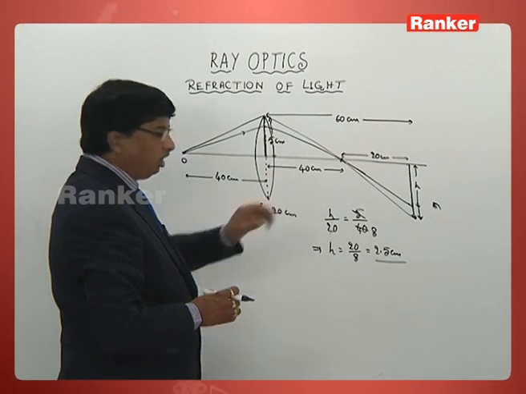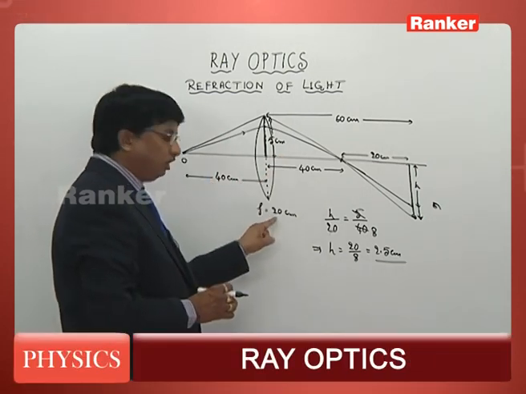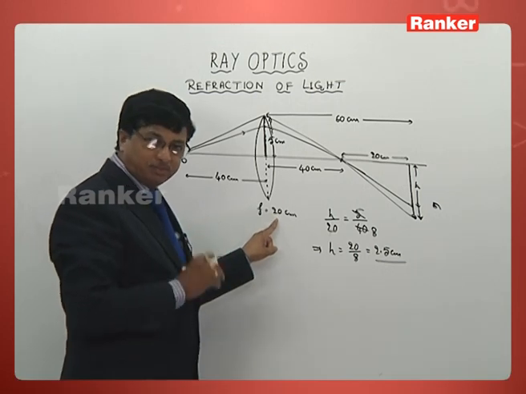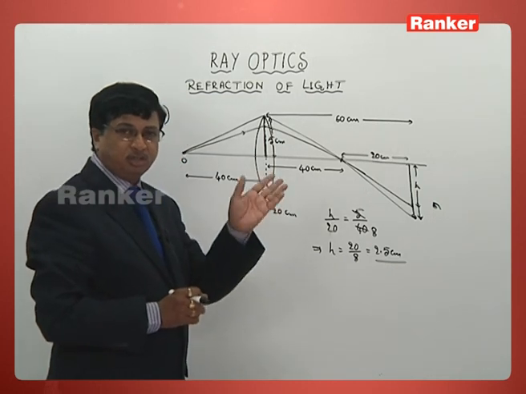So what you can understand from this one? The moment an object is placed at a distance which is twice the focal length of the lens, its image also will be formed at the same distance on the other side of the lens.